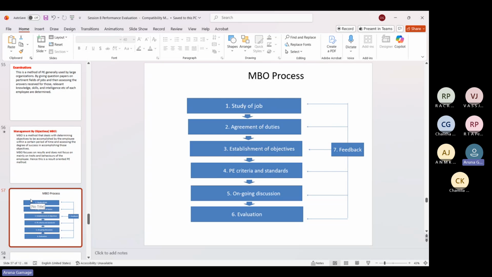Then the criteria and standards. We use the number of units sold as a criteria. We use the number of new customers created as a criteria and standard. So we decide the standard. The fifth one is ongoing discussion, right? With the passage of time you discuss whether the employee is on the correct track, whether he is reaching his goals, right? Finally, evaluation. At the end of the period, you do the final evaluation, right?